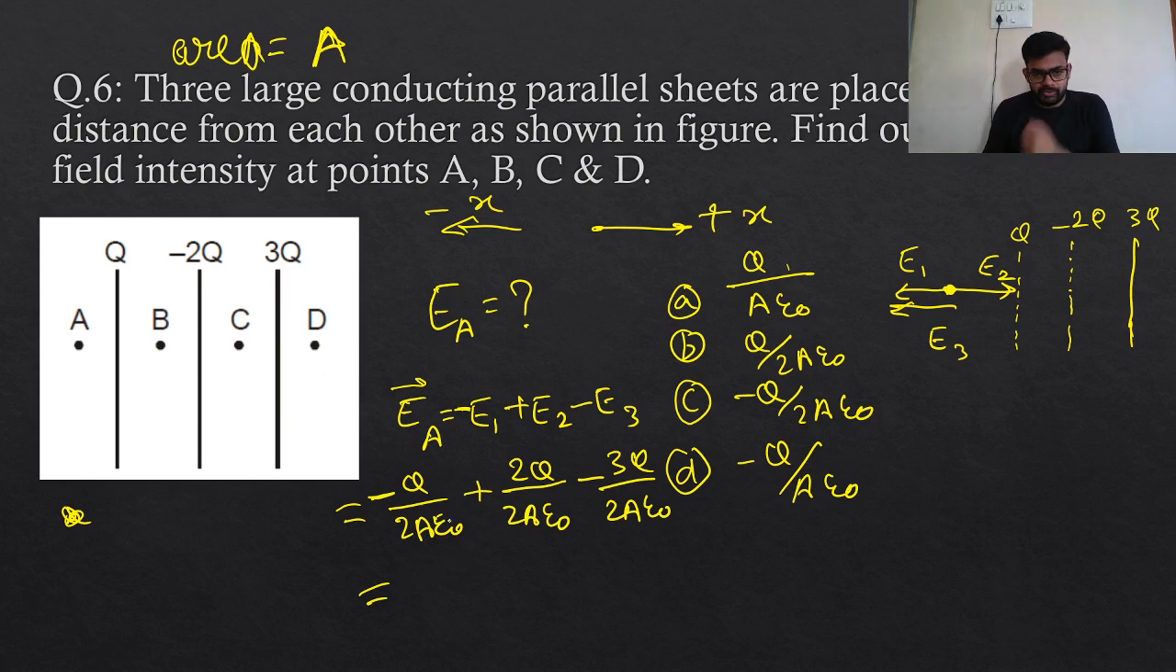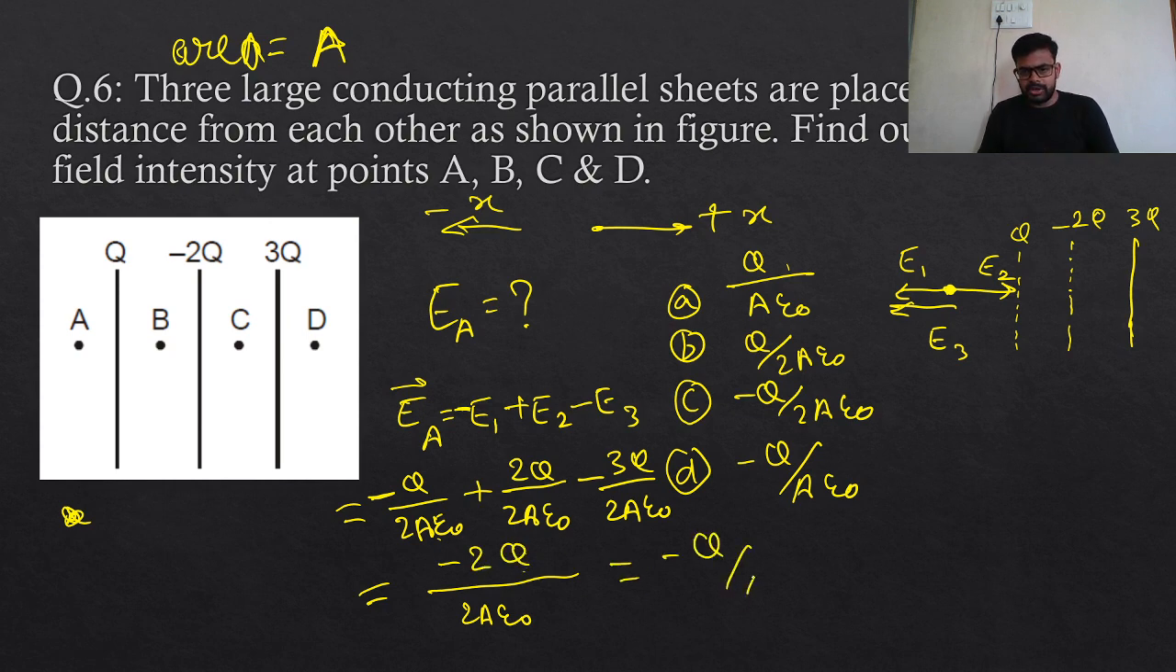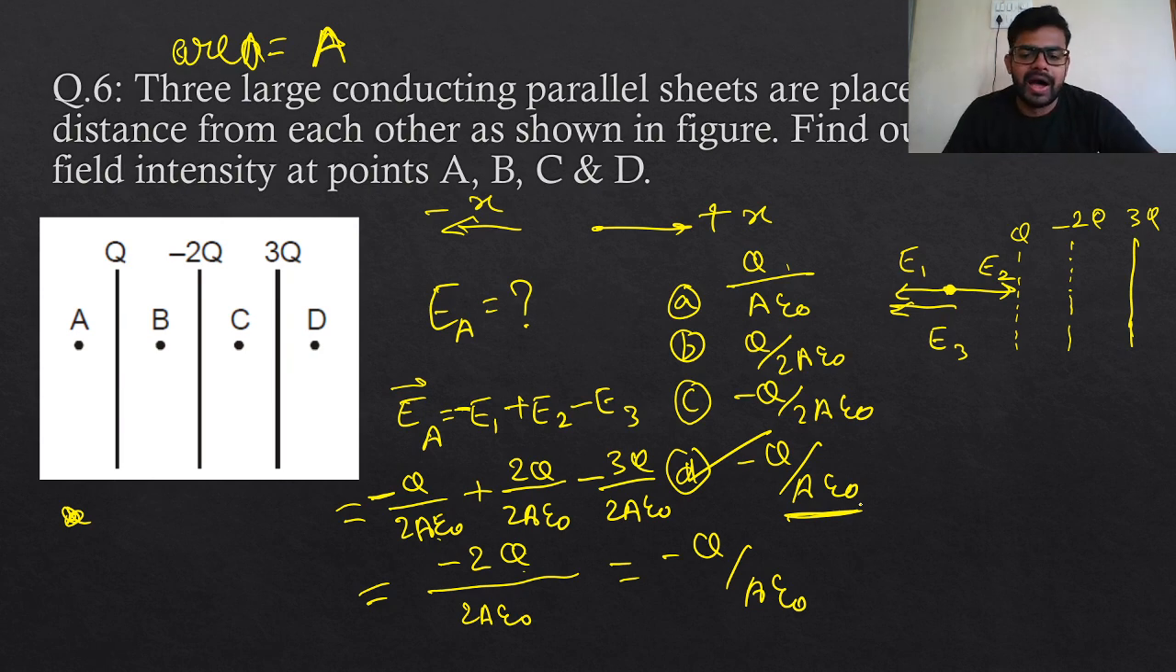So let us solve it. The denominator is the same, 2A epsilon naught, so we take the LCM. Here we have minus Q, plus 2Q and minus 3Q, so minus 2Q. The 2 cancels, so we get minus Q upon A epsilon naught. The final answer is D for dog. Minus Q upon A epsilon naught is the answer for this first question, the electric field intensity at point A. You got it very well, right?